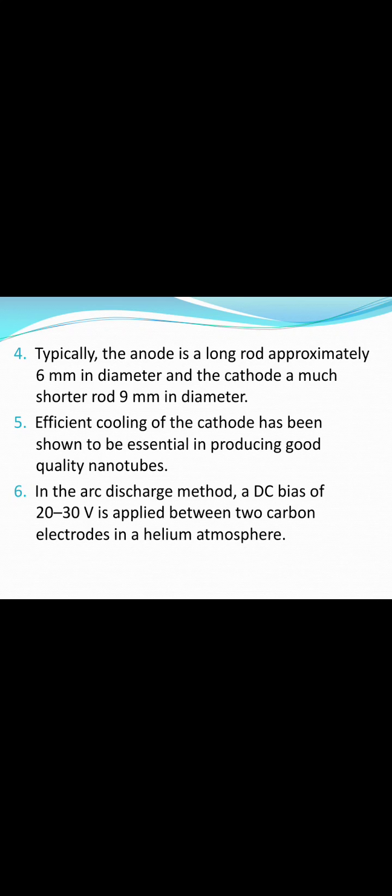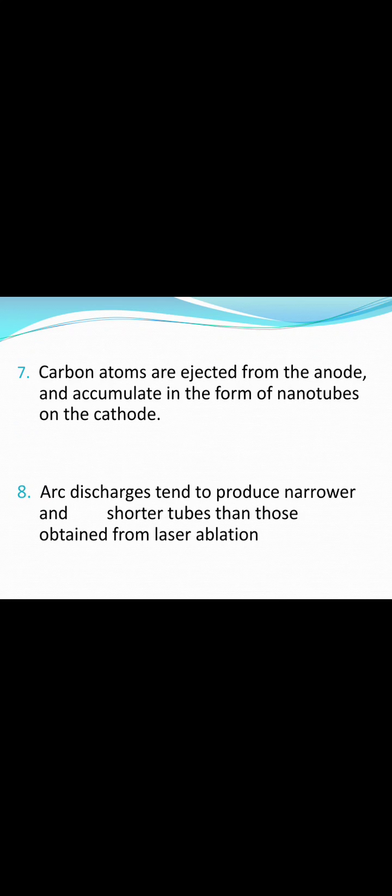In the arc discharge method, a DC bias of 20 to 30 volts is applied between two carbon electrodes in a helium atmosphere. Carbon atoms are ejected from the anode and accumulated in the form of nanotubes on the cathode side. Arc discharge tends to produce narrower and shorter tubes than those obtained from laser ablation.